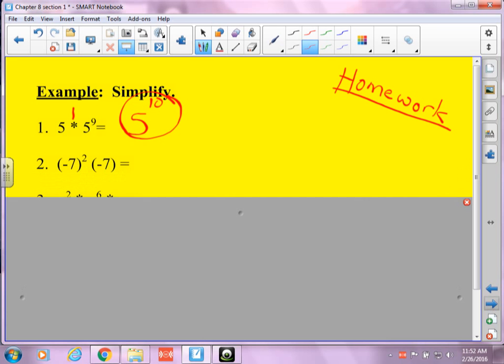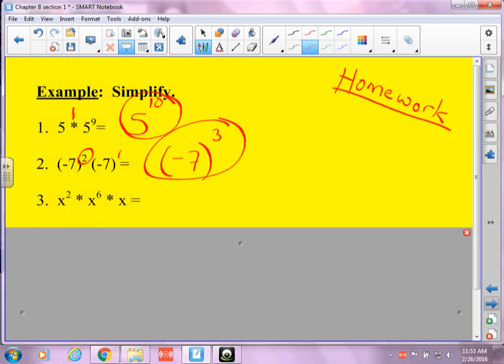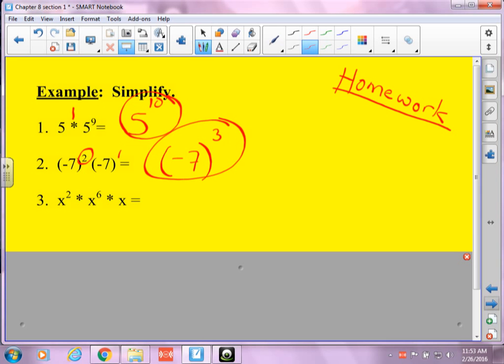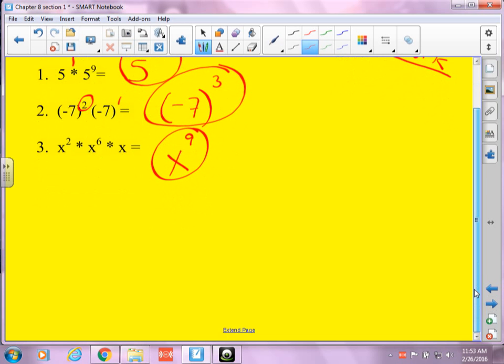Notice that these are in parentheses. So I'm going to go parenthesis, 7, to the 3rd power. The reason is I've got a 2 here, and if there is no exponent, there technically is a little 1 there. So 2 plus 1 is your 3. And if there are parentheses, keep the parentheses. And then let's take a look at this one. This ends up being x to the 9th. Questions on this rule so far?